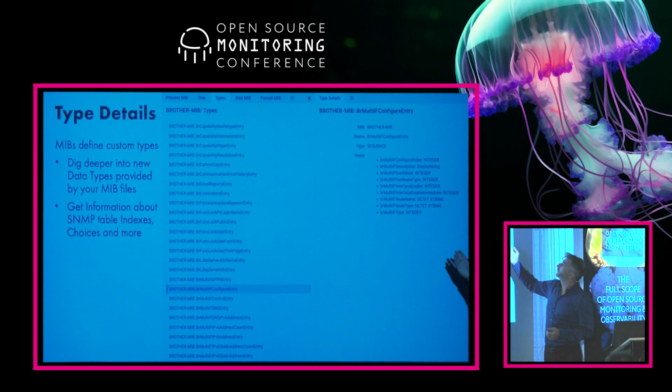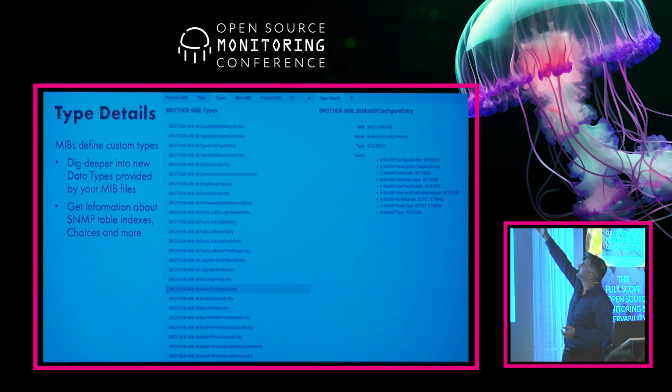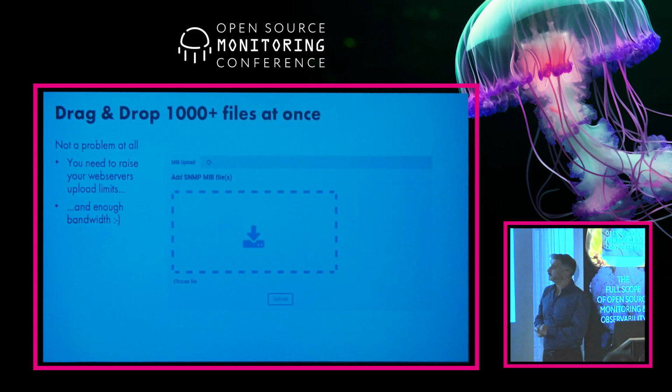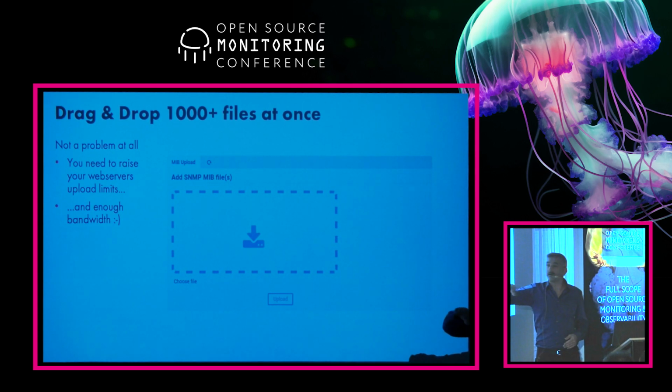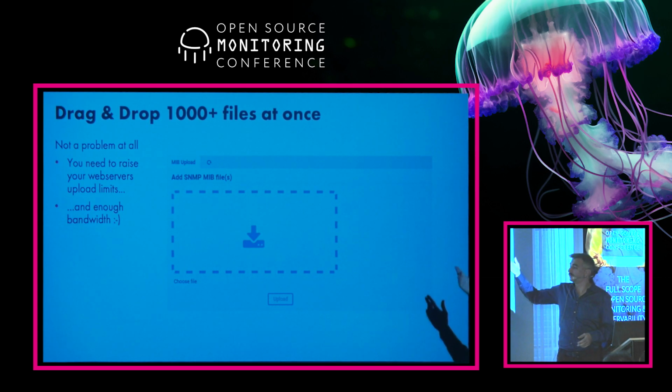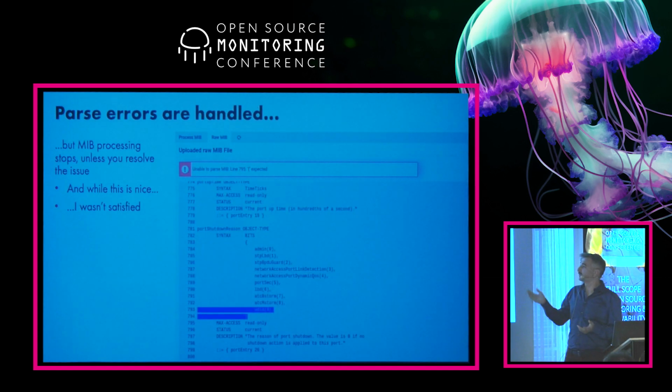And here, for example, we see a MIB for a configuration for a printer with multiple items in that data type that has been defined in that MIB. This is how it looks to upload the MIBs. Just drag and drop. Really, a lot of them, it works fine. And there are also CLI commands where you can say, okay, process this directory and go on.